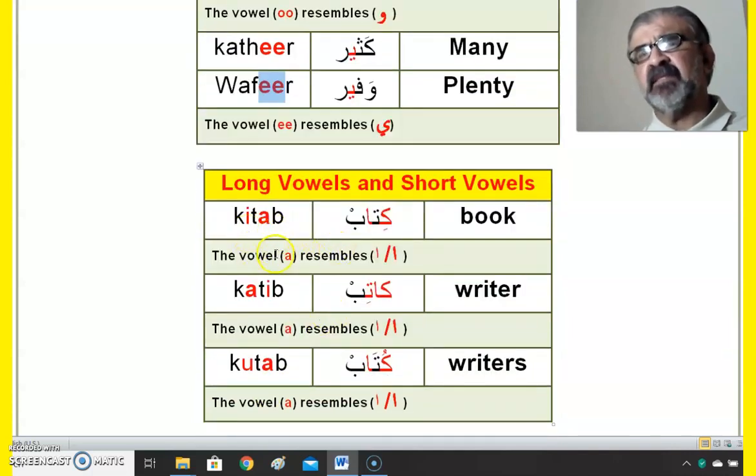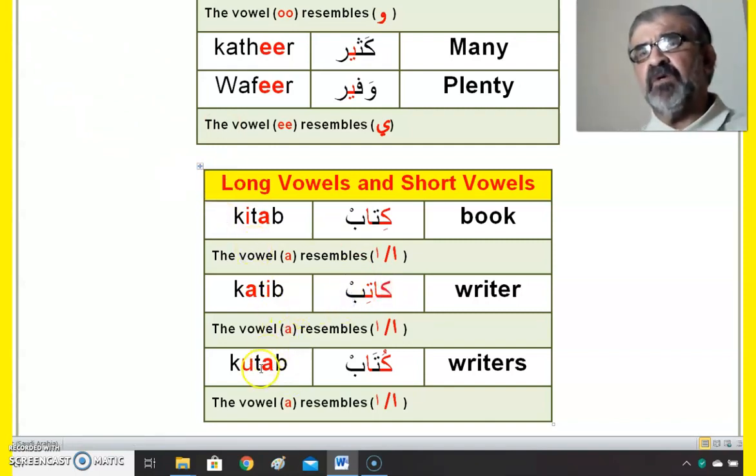The word kitab, as you can see, has a short vowel, kasra, ki, and the long vowel, a, kitab. The word writer, katib, has a long vowel and short vowel, ka, katib, tib, short vowel, long vowel. Again, short and long vowel.